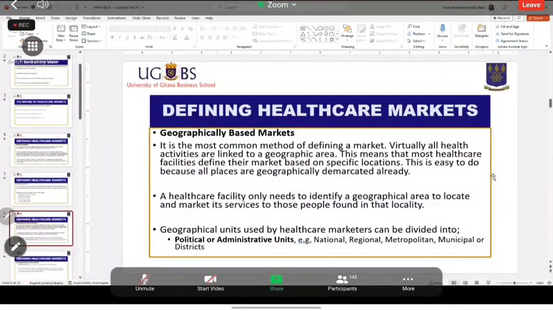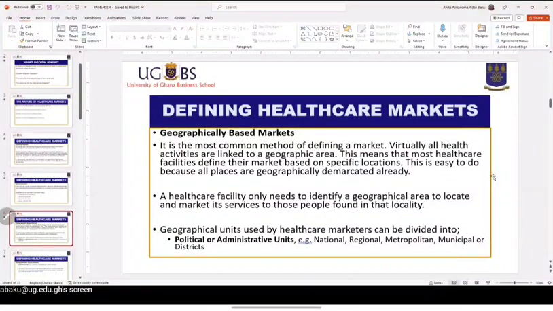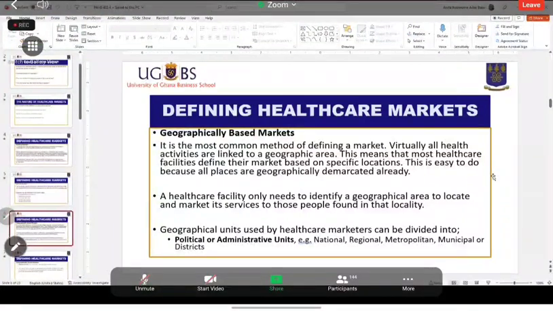So when a healthcare facility defines its market geographically, it's trying to say that they are willing and able to provide services to all walks of life, or all categories of people living within a particular geographical area. And so what are some of the things that are used to define these geographical markets? They can use political or administrative units, and this one is usually done by government. So when you use political or administrative units, you are trying to define your location on a national, regional, metropolitan, municipal, or district basis, and it is usually the government that gives such boundaries. Is that okay? So you can use that to define your geographical location.